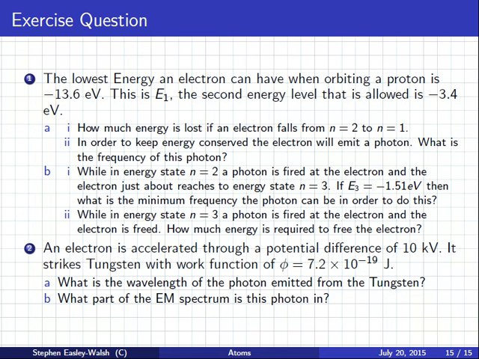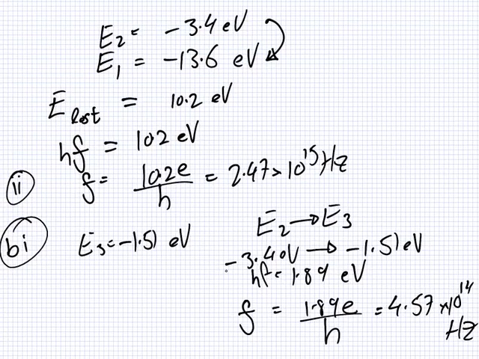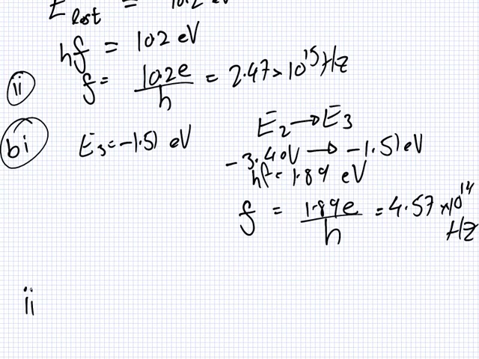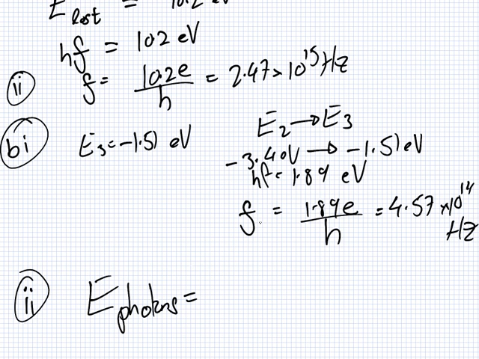And while in energy state 3, a photon is fired at the electron, and the electron is freed. How much energy is required to free the electron? So finally, while the electron is in level 3, what is the energy required of the photon to free it? 4.57, that's the frequency. Which will not surprise you to learn, it will be 1.51 electron volts.